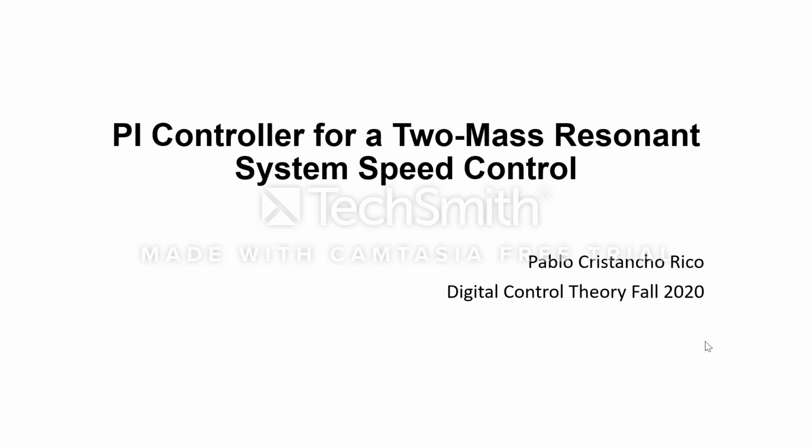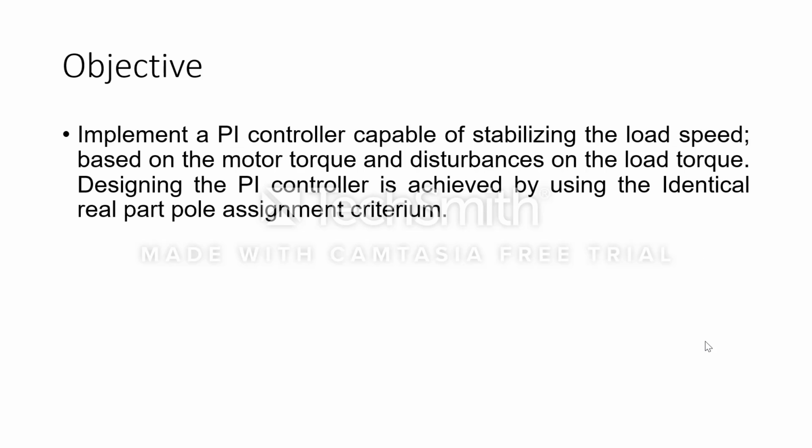Hello, my project is designing of a PI controller for a two-mass resonance system, speed control. The objective of my project is to implement a PI controller that is capable of stabilizing the load speed in reference to a speed signal, and this controller needs to be able to account for motor and load torque disturbances. Designing the PI controller is achieved by using pole placement technique under the identical real part poles assignment criterium.